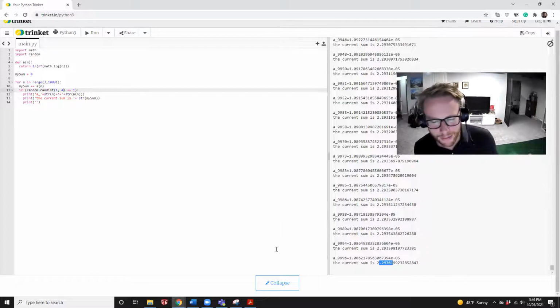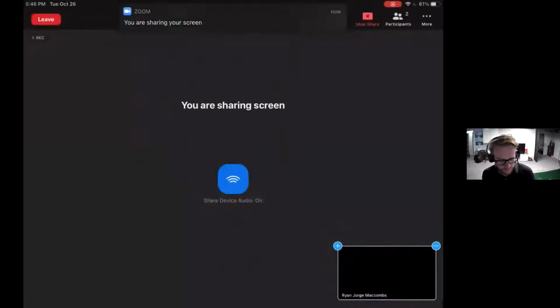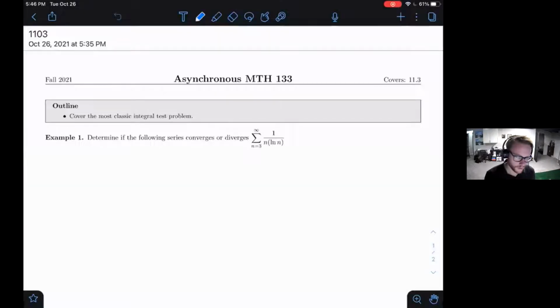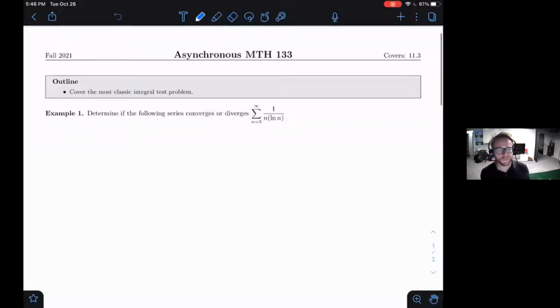And so let me go ahead. I'm going to switch my computer here over to my iPad, and we're going to show how to apply the integral test to show that this one actually does diverge. All right, so here we are, same series and everything, and we're going to apply the integral test.